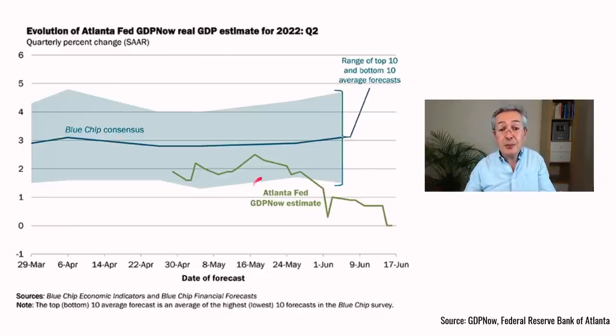So as each data point becomes available, you can see that the green line updates the forecast for Q2 GDP growth. And what you can see since the end of May is that that line's been wiggling downwards. And currently the estimate is at exactly zero for Q2. So certainly the data's been weakening in the US, but of course it would take two quarters at least in order to create a full recession.